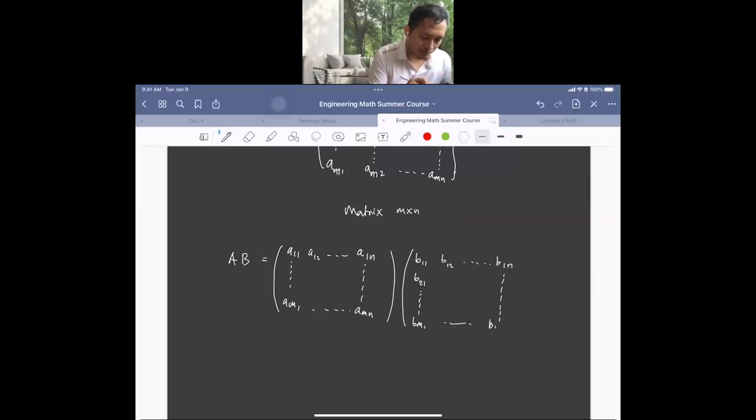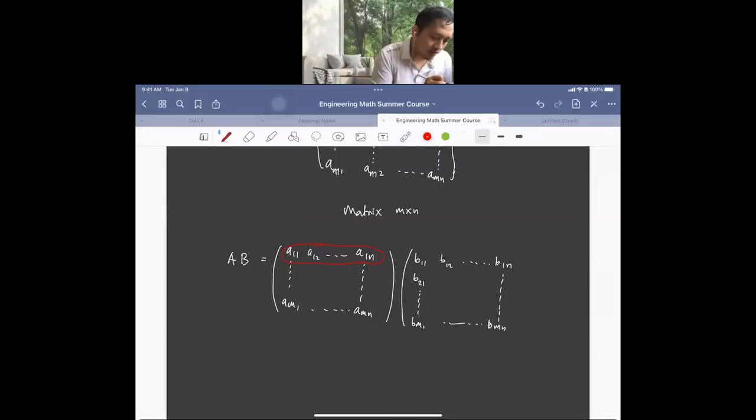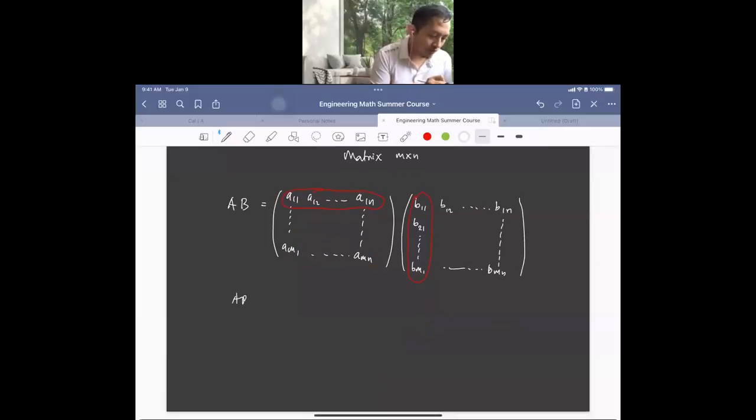Oh, it's not A. Sorry, B. Okay, the way we multiply matrices, we multiply this row with the column. So the row and column numbers to make this multiplication happen need to be equal. So this way we can multiply.